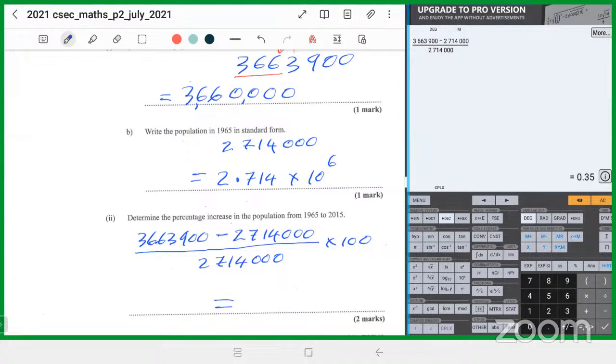The answer is 0.35, but if you want to show it as a percent, you multiply by 100, and it's 35%. So it's a 35% increase. I don't need to actually see what the actual value of the increase is. If you put it, no problem, but this is good. All right, let's move on.